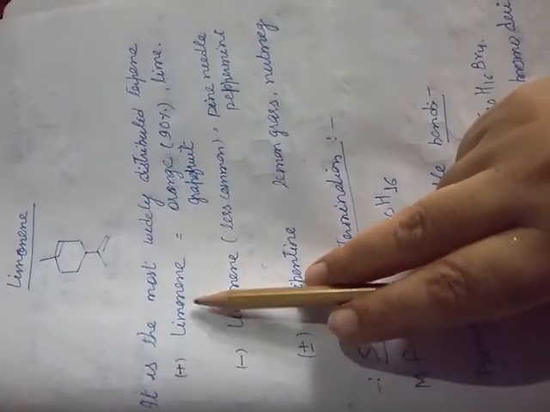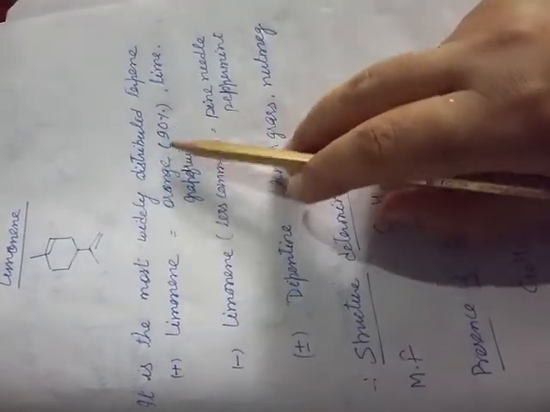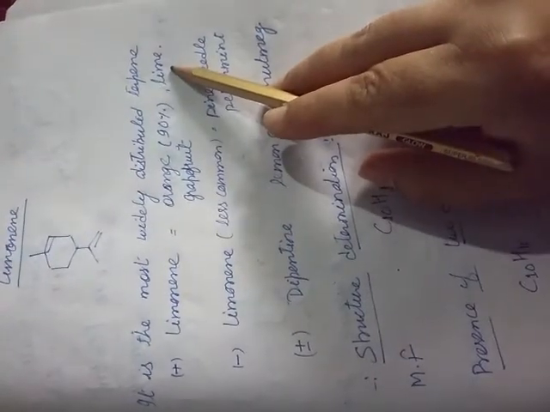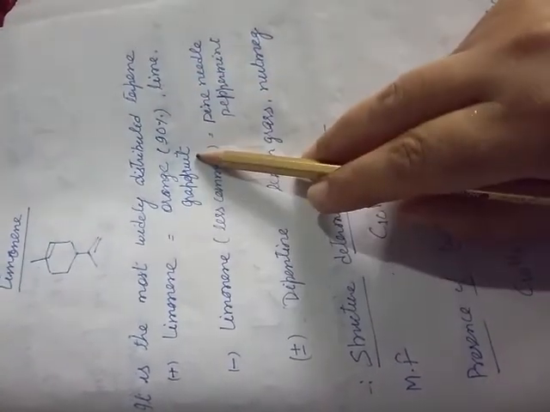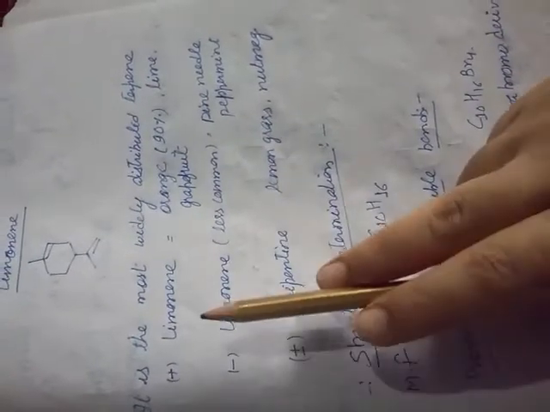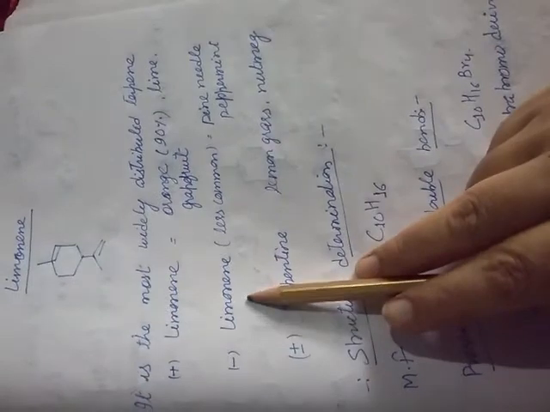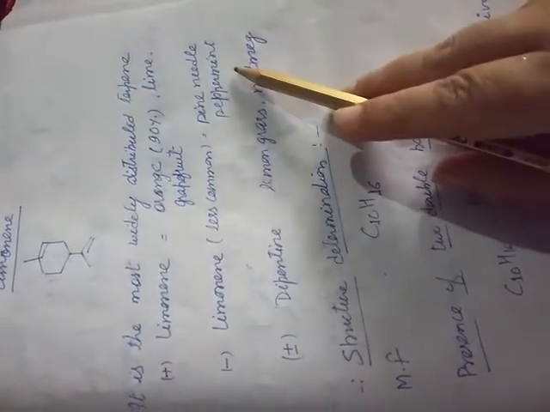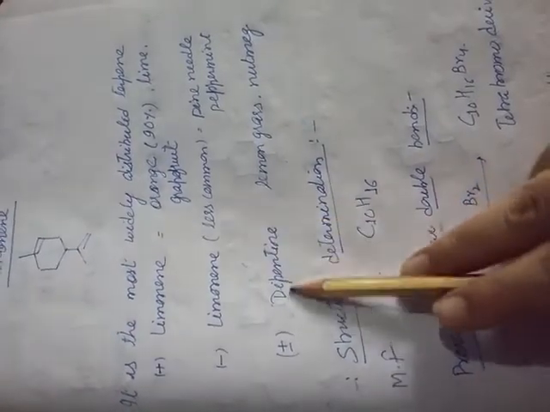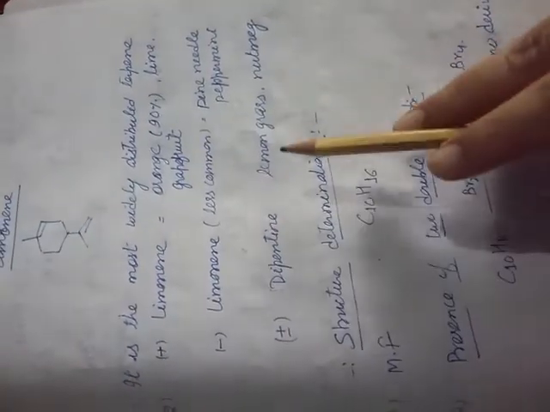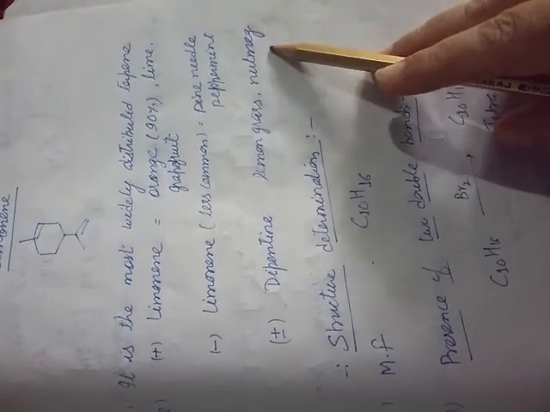It is present in oranges, around 90% of oranges. The second is in lime and the third is grapefruit. The second form is the less common form, that is minus limonene. It is present in pine needle and peppermint. And the racemic mixture, meaning the mixture of plus and minus, D and L forms, is known as dipentene. This dipentene is present in lemongrass, nutmeg and turpentine also.